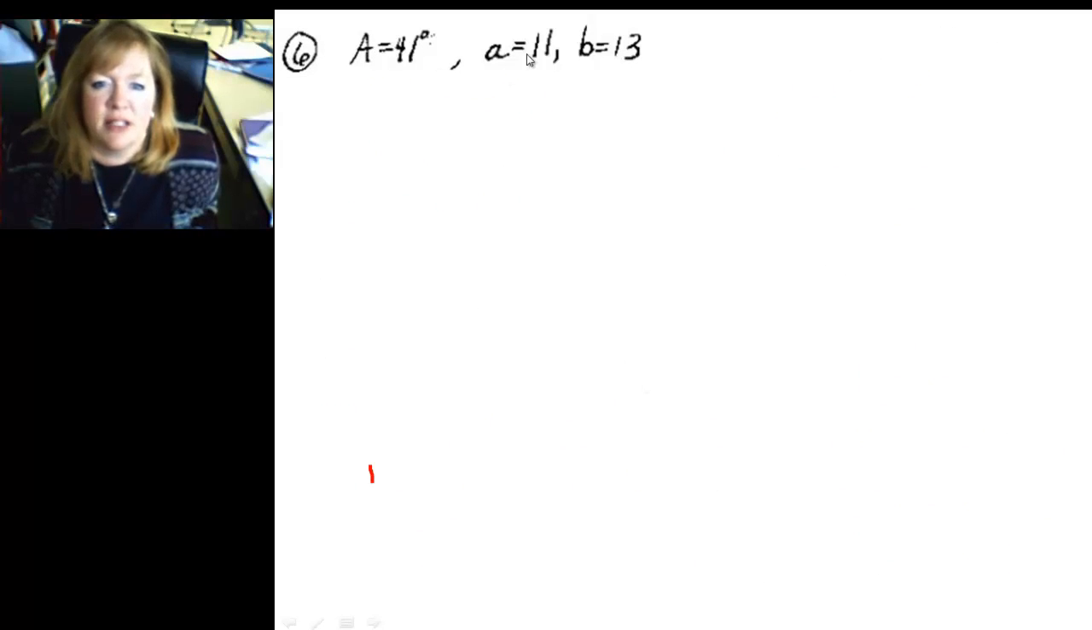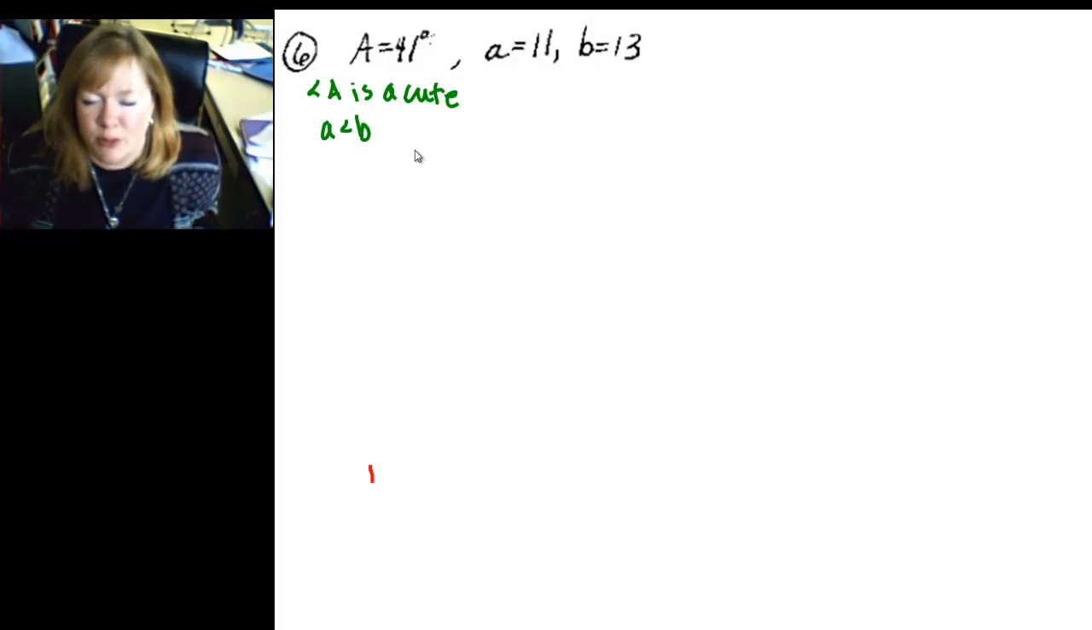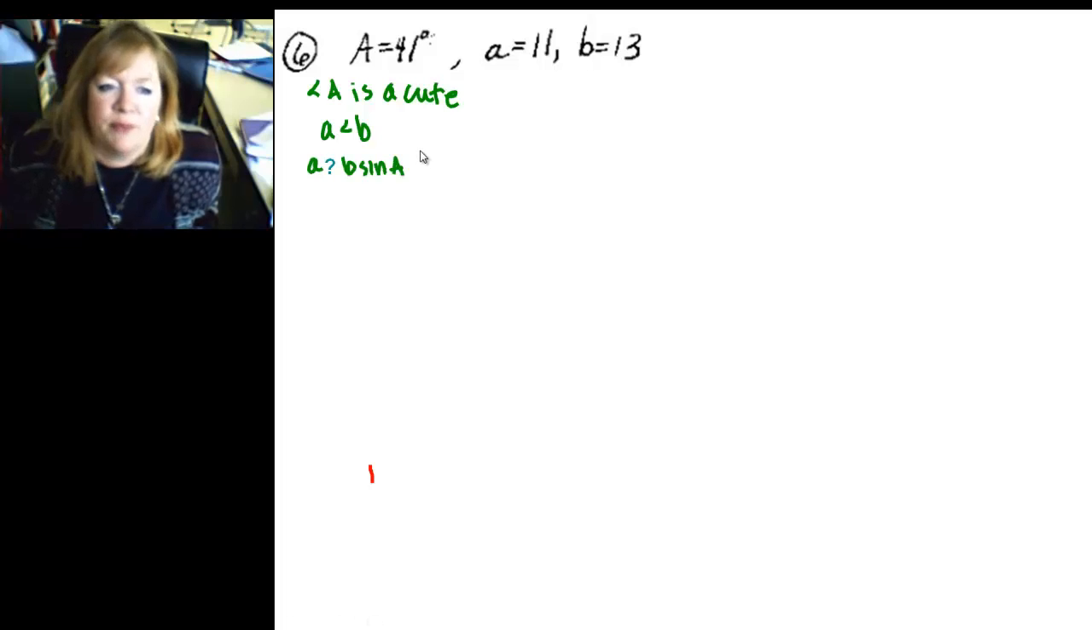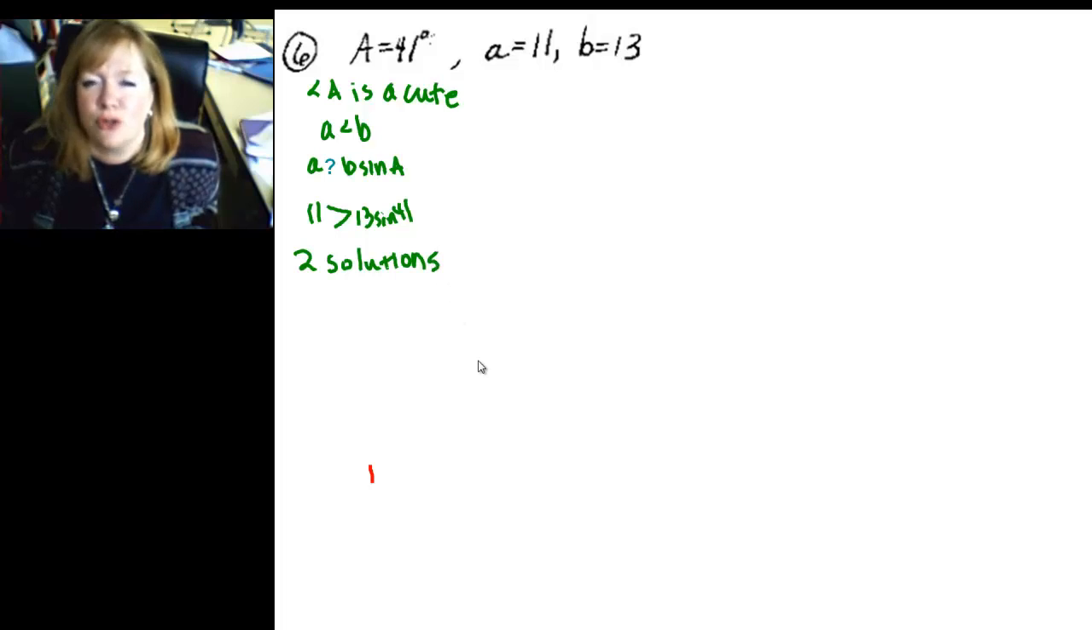Let's look at this guy. We've got little a, little b, and big A. This is an angle-side-side, so we're going to have to go ahead and check: angle A is acute. A is less than B, which means B could be obtuse. So then I'm going to compare little a with b sine A. If I do that, I get 11 is greater than 13 sine 41, so I have two solutions.